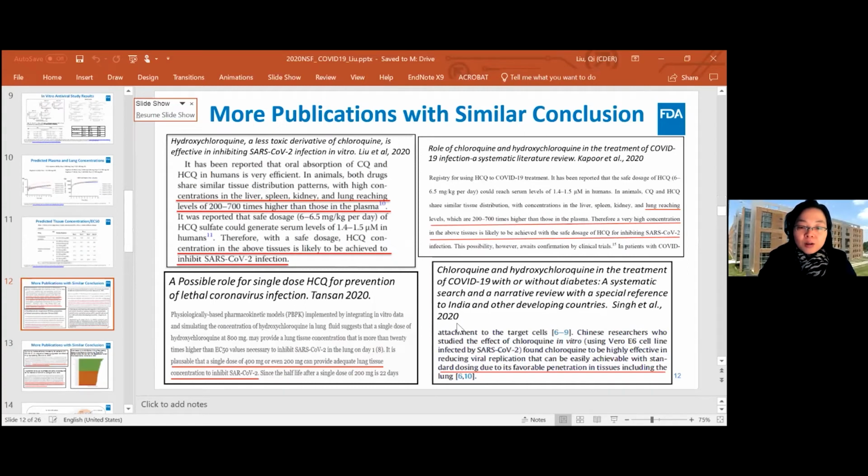Similar conclusions were reached by many other papers. I listed a few here. All these papers linked a much higher tissue concentration with a reported in vitro EC50. For example, one of the papers concluded that it is plausible that a single dose of 400 milligram or even 200 milligram can provide adequate lung tissue concentration to inhibit the virus.